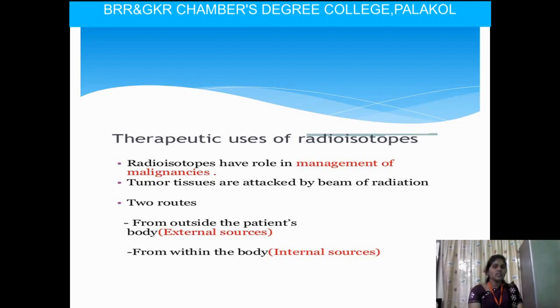To remove this tumor, we expose that person to radiation. To remove this cancer, we use beams of radiation, from outside and from within the body. One is an external source and the other is an internal source.